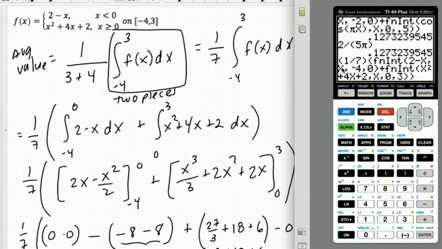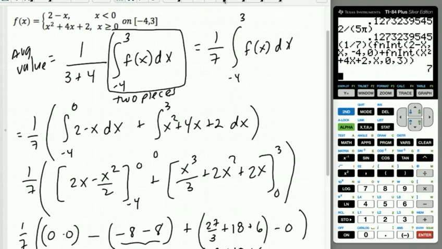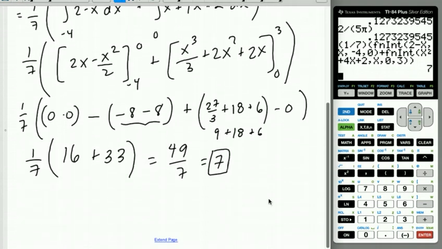Okay, so let's double check that's right. We have a 1/7. We're integrating 2 minus x from negative 4 to 0. We're integrating x squared plus 4x plus 2 from 0 to 3, and we'll hit enter, and hey, look, it's a 7. So again, totally accidental that 3 of our average values have turned out to be a 7. I genuinely made these up off the top of my head, and it just naturally happened.